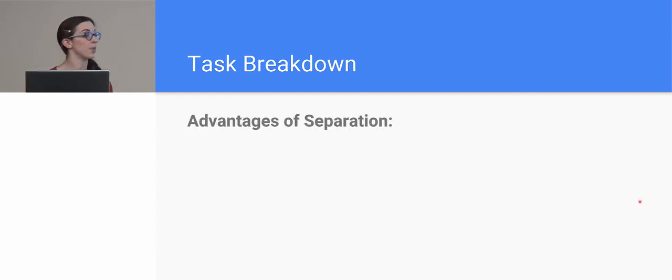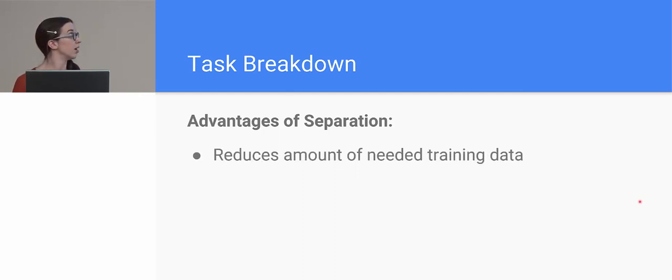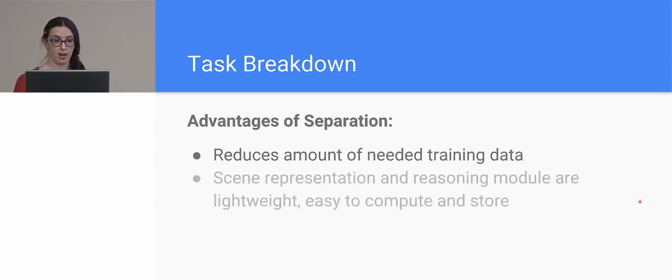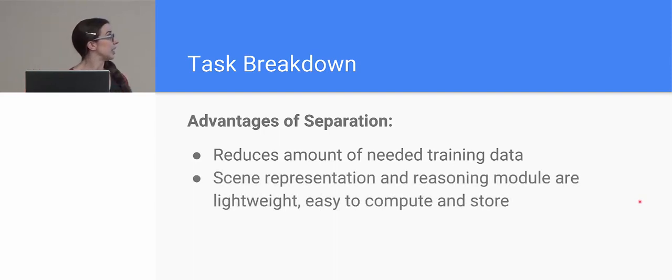Now that they've broken it down into these 3 tasks, there are a few advantages to breaking it down this way. The first is that they're able to greatly reduce the amount of annotated training data that's needed. This is important because, as we've seen in other papers, annotated training data can be really hard to come by. The second advantage is that both the scene representation, the parsed scene, and the reasoning module, which is that program executor, are both really lightweight, easy to compute, and easy to store.